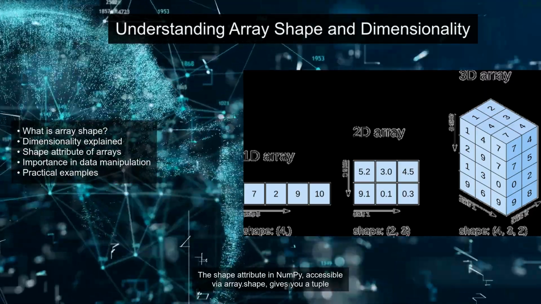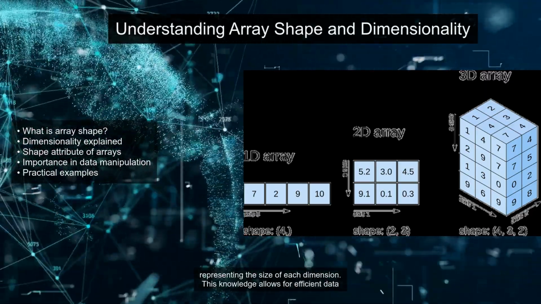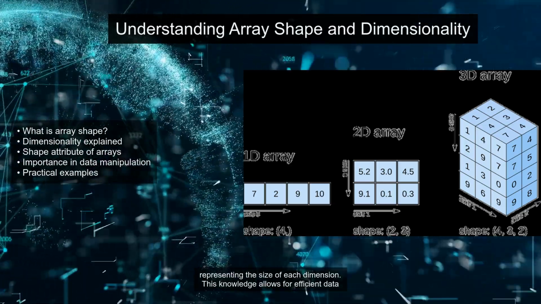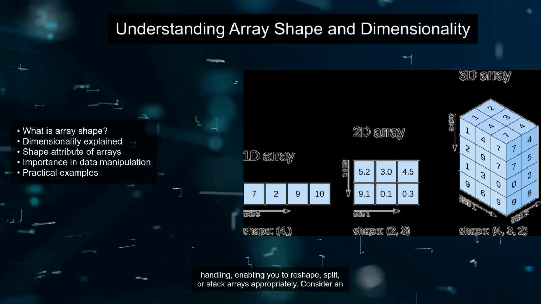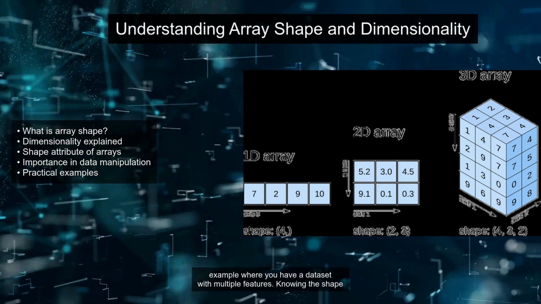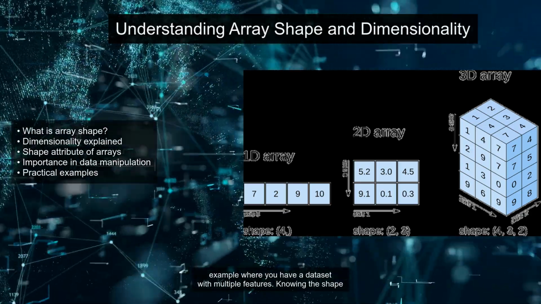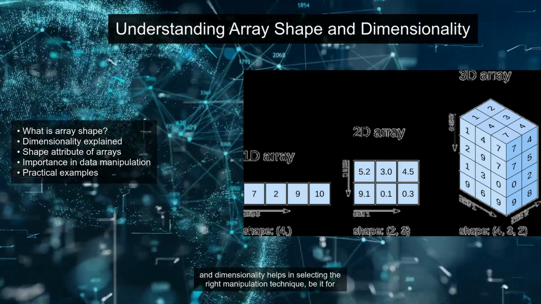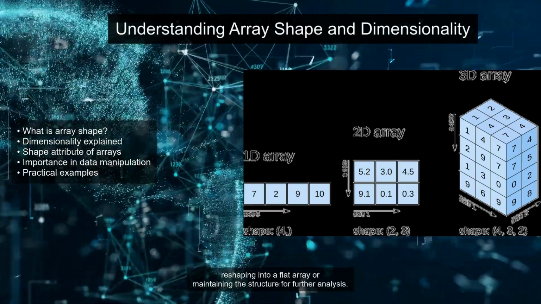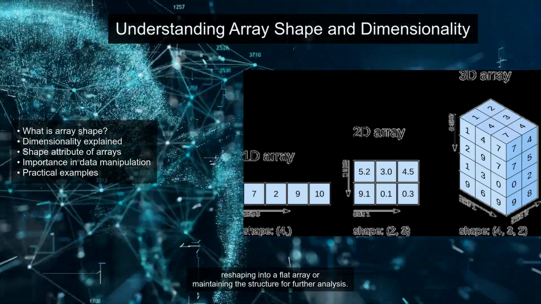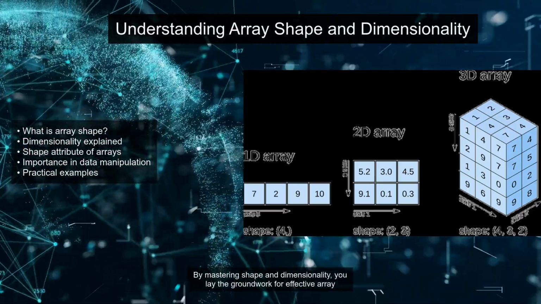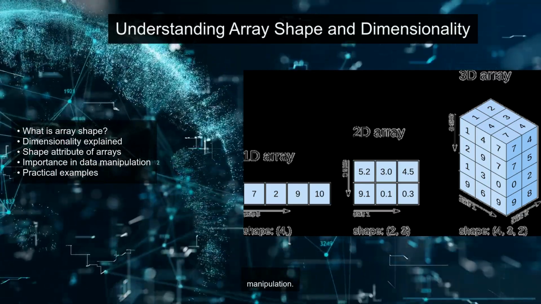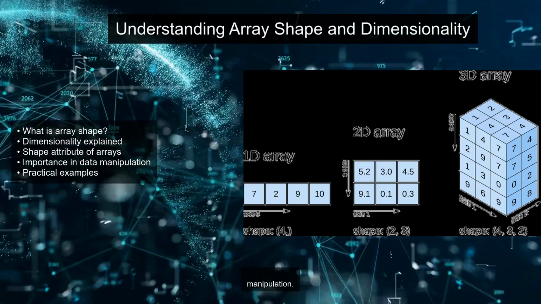The shape attribute in NumPy, accessible via array.shape, gives you a tuple representing the size of each dimension. This knowledge allows for efficient data handling, enabling you to reshape, split, or stack arrays appropriately. Consider an example where you have a dataset with multiple features. Knowing the shape and dimensionality helps in selecting the right manipulation technique, be it for reshaping into a flat array or maintaining the structure for further analysis. By mastering shape and dimensionality, you lay the groundwork for effective array manipulation.